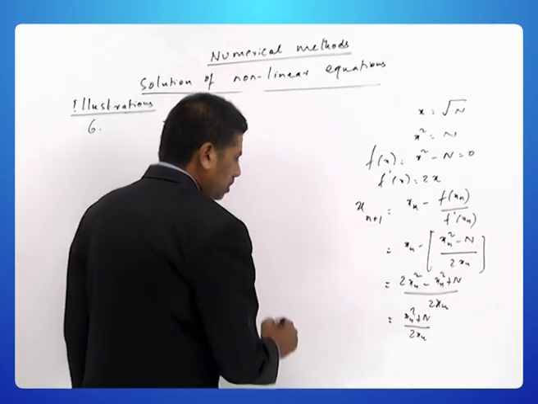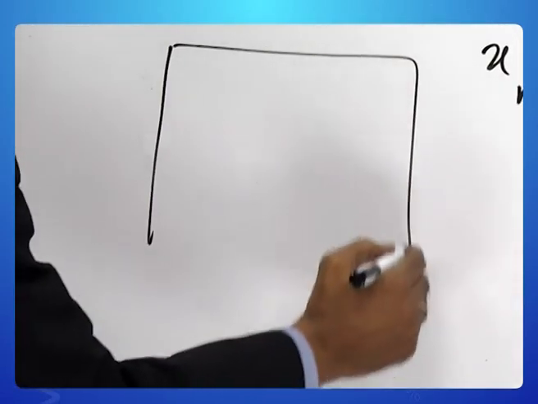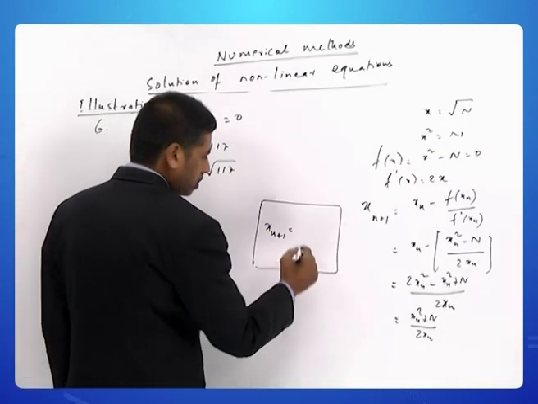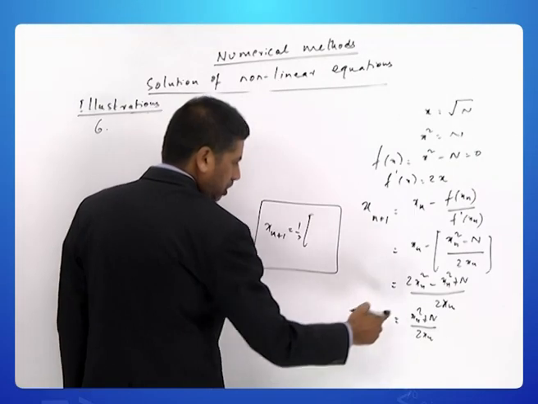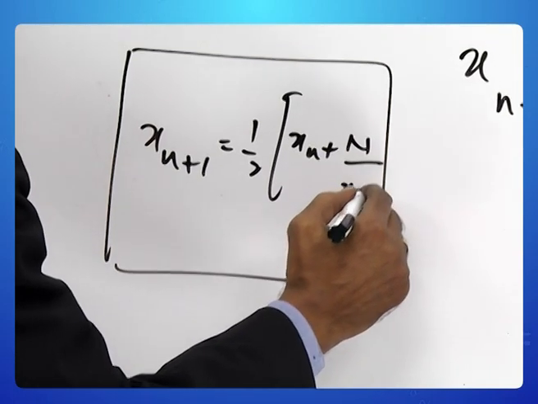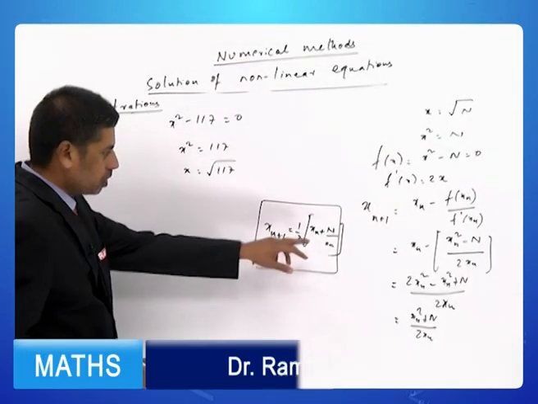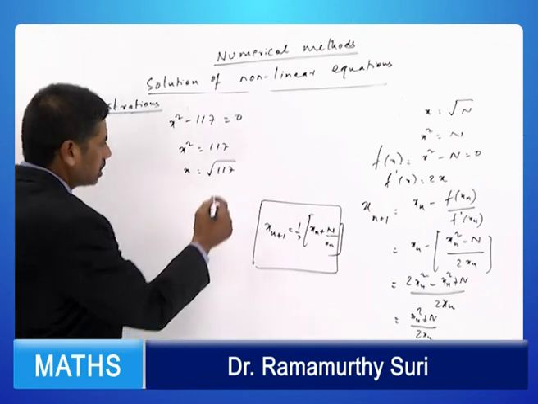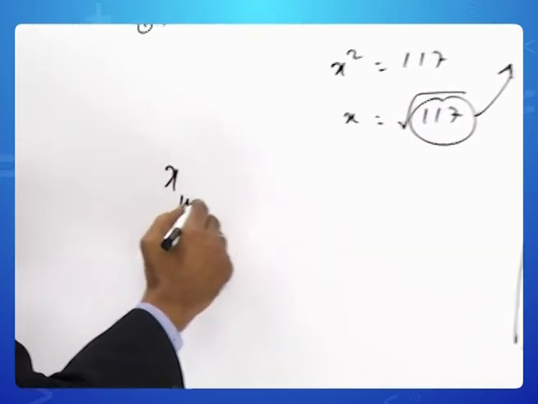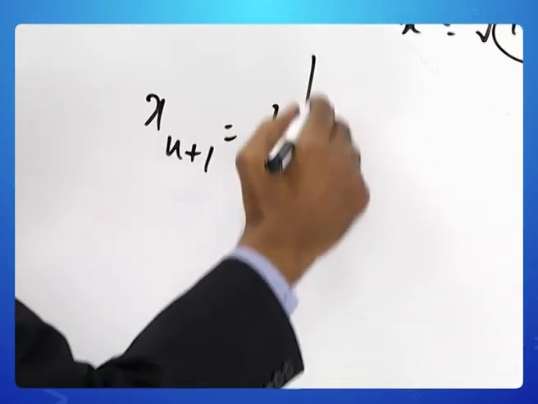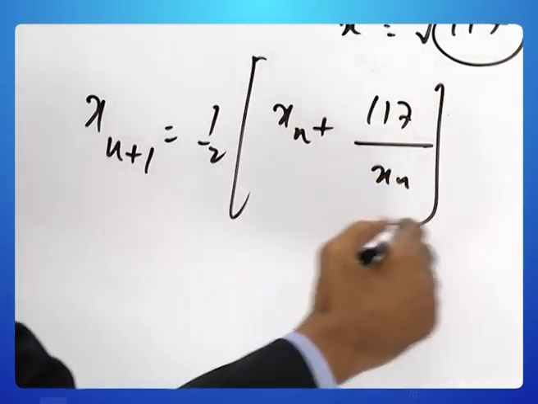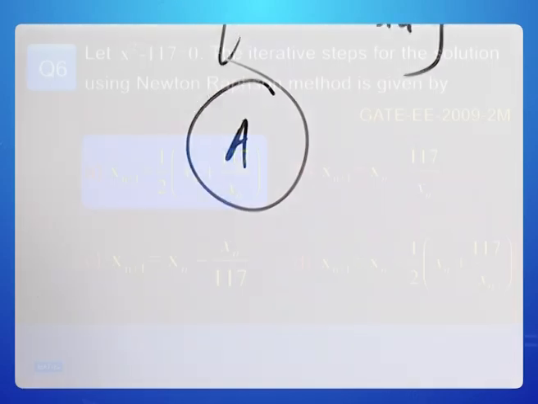So you can now write a rule. For all square root problems, x(n+1) is equal to half of (xn plus capital N by xn), where N is the number whose square root we want. In this case, this is N. So the rule should be x(n+1) is equal to half of (xn plus 117 by xn). This corresponds to option A.